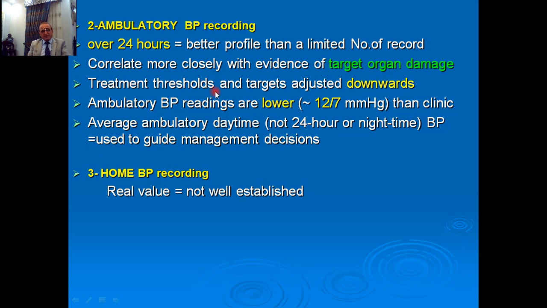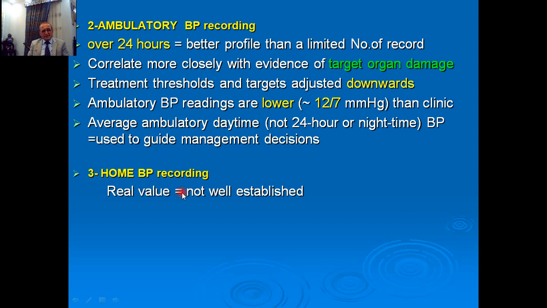But the treatment threshold and target should be adjusted downward, not the same as office, because ambulatory blood pressure readings are lower. The systolic is 12 mmHg lower and diastolic 7 mmHg lower than clinic. And you should take the average ambulatory daytime, not 24-hour or night. It's the daytime blood pressure. This is used to guide.